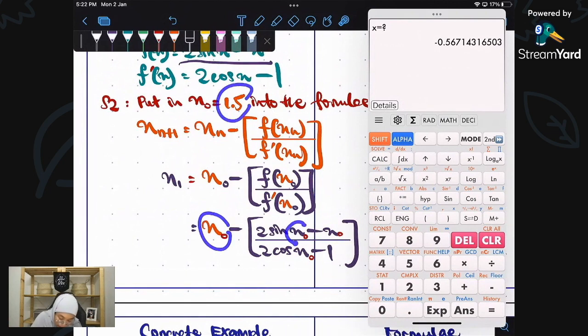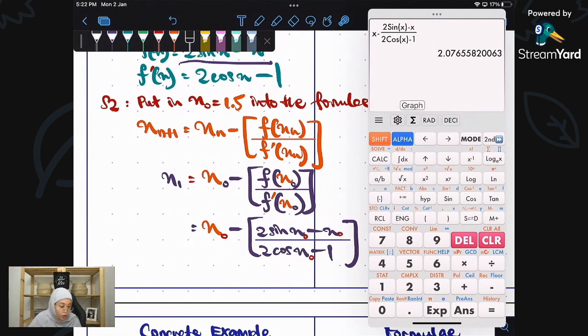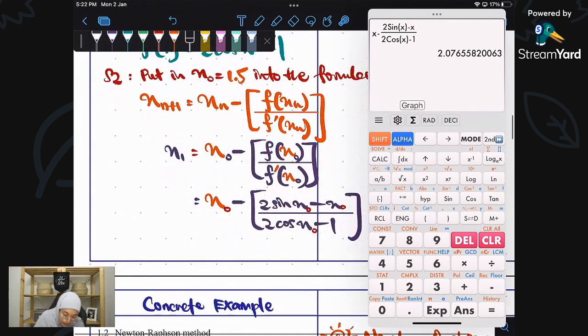Kita nak masukkan nilai 1.5 ke dalam formula kita. So tekan 1.5 and then equal. Oh, we got the answer now. Our answer is, kita tulis dulu, our answer is 2.0765. Should we continue or not?